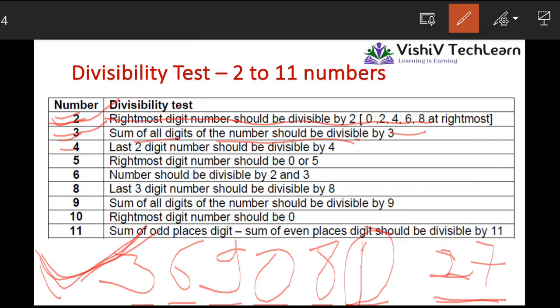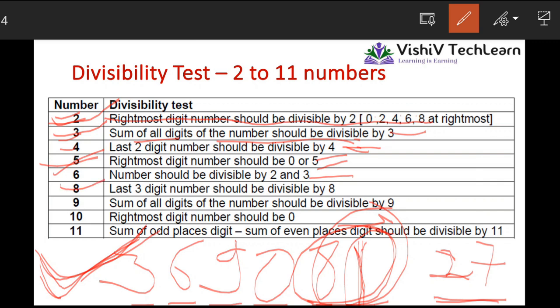In case of 4, it is the combination of 2 into 2. So if the last 2 digits are divisible by 4, then the entire number is also divisible by 4. In case of 5, we all know if the end of that figure is 0 or 5, it is divisible by 5. In our case the ending figure is 1, and hence this number is not divisible by 5. In case of 6, the factors are 2 into 3. So if this entire number is divisible by 2 and 3, then the same number is also divisible by 6.